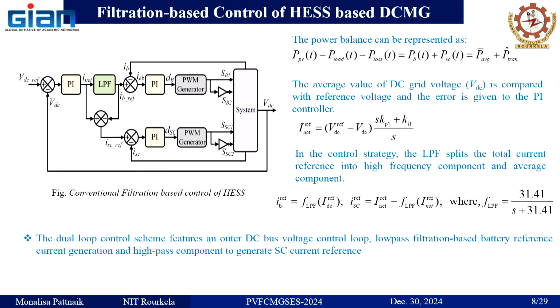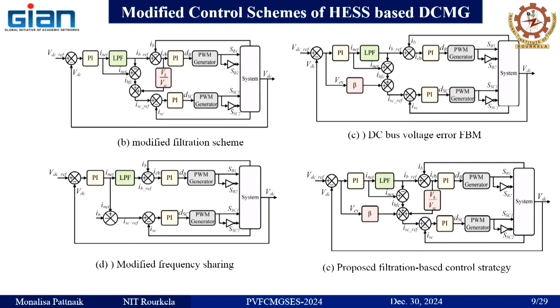Now, this control scheme is modified, and we have tried to propose another one, besides whatever is available in the literature. First we tried that one, then we proposed our filtration by modifying or merging these two. We tried to see the overall performance of this HESS based system, and we found that there is a performance improvement. That I will show with the experimental results. So, one is this modified filtration based scheme.